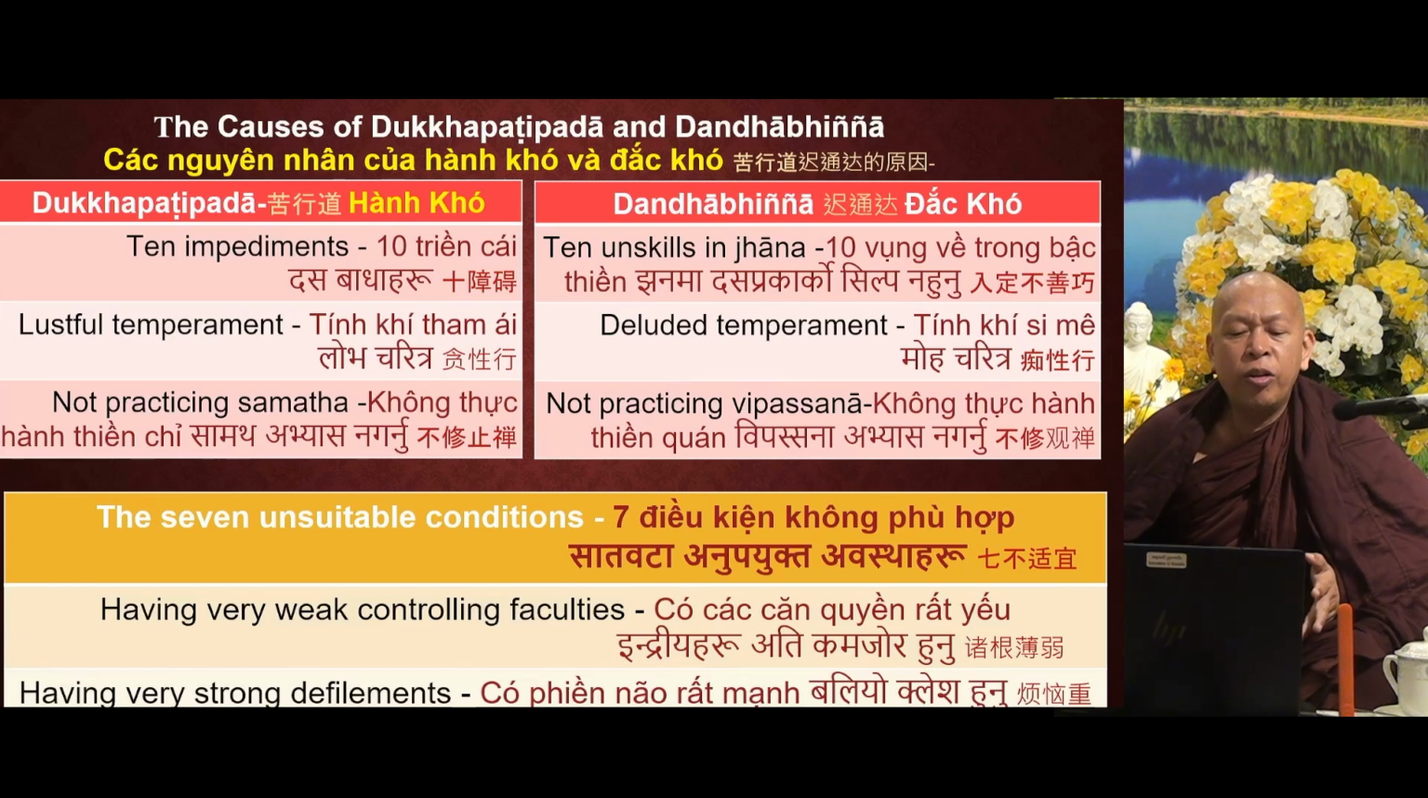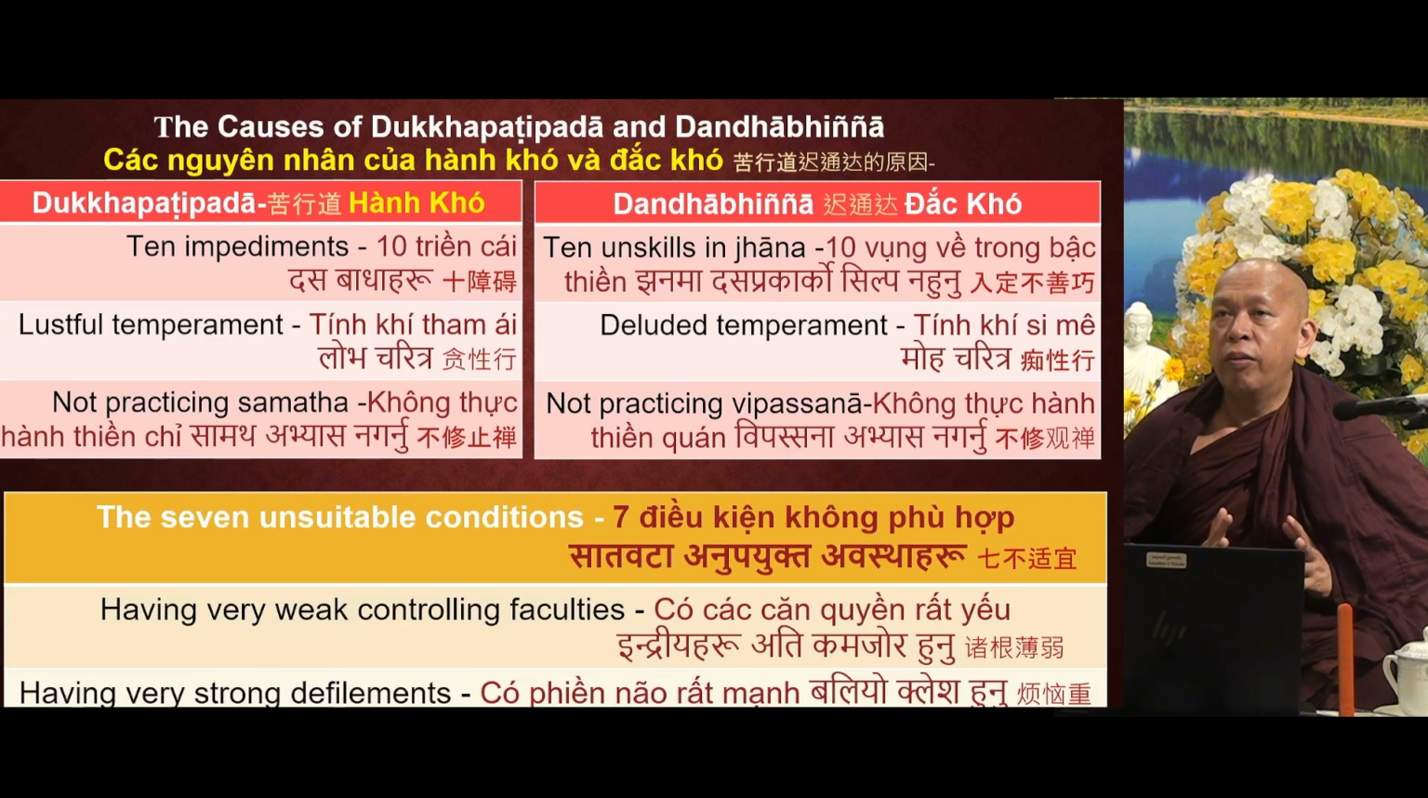Another one is having very weak controlling faculties. I have to elaborate on these 5. So we have 5 controlling faculties. Saddha: confidence or faith. If our confidence is very strong and we don't have wisdom, we will believe everything easily. Then we may have blind faith.